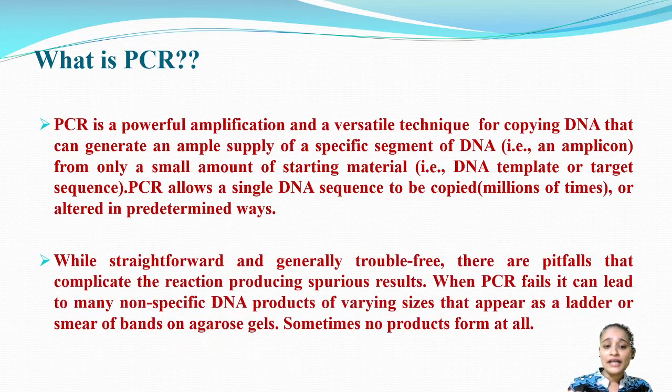So while straightforward and generally trouble-free, there are pitfalls that complicate the reaction, producing spurious results. When PCR fails, it can lead to many non-specific DNA products of varying sizes that appear as a ladder or smear of bands on agarose gel electrophoresis. Sometimes you get no product at all.